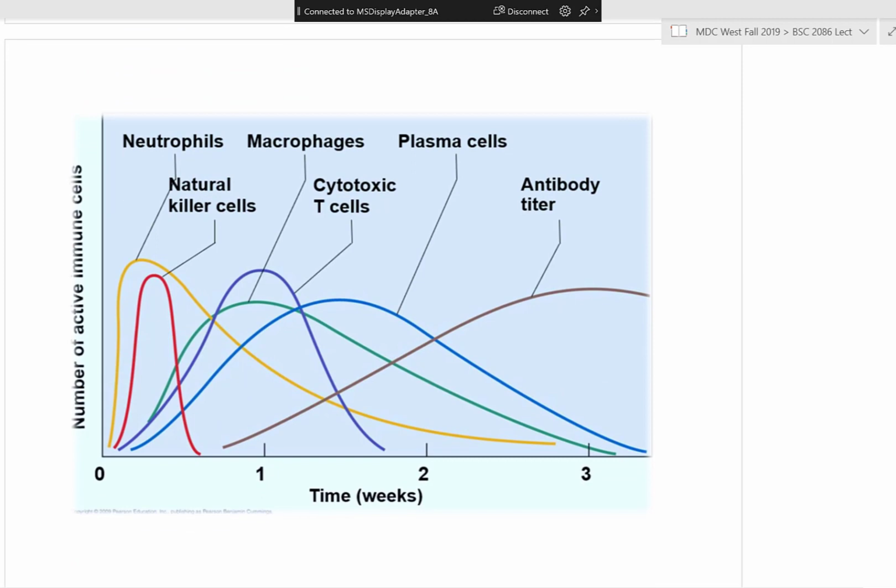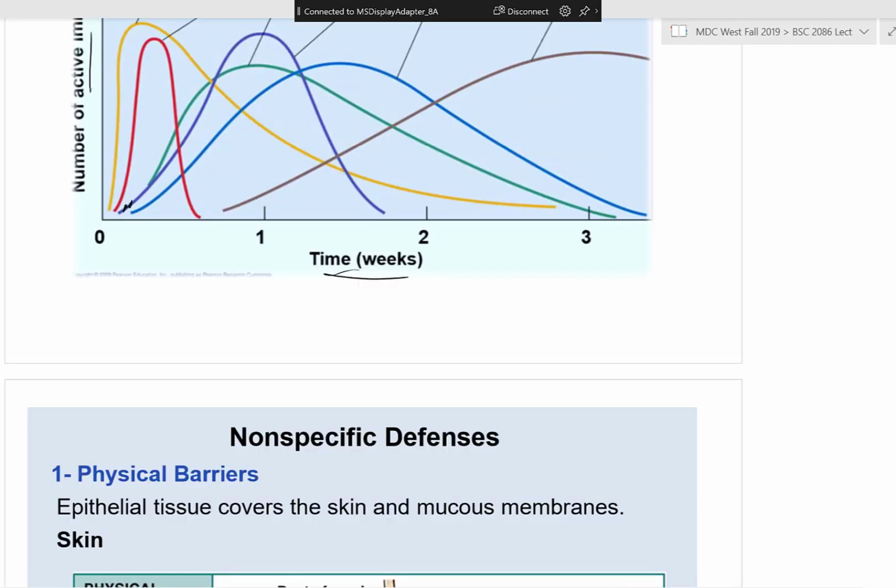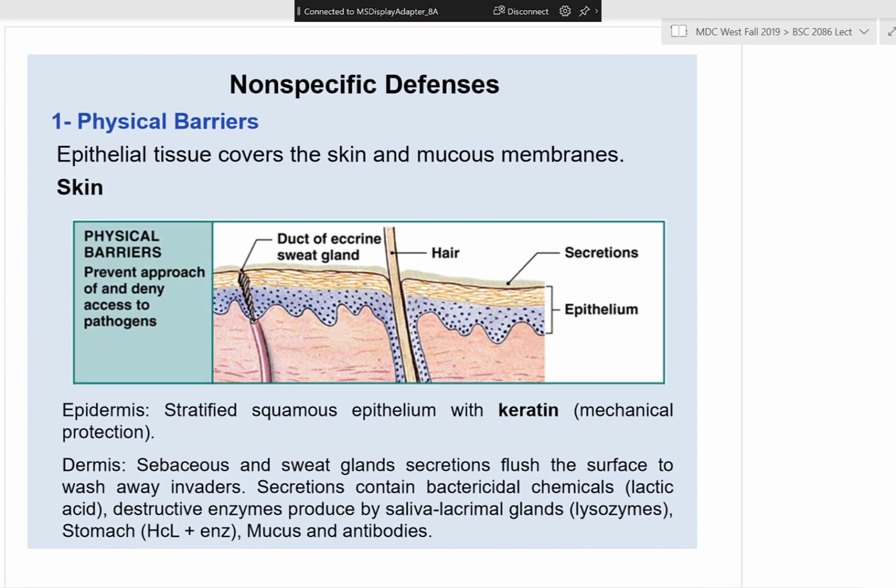Here's a chart just to prove that fact. These are the actual immune cells, and this is the time in weeks. Which is the first one? Neutrophils. What's the next one? Natural killer cells. Which is the other one? Cytotoxic T cells, and then macrophages, right? And so forth. So it's telling you the order in which these things occur.